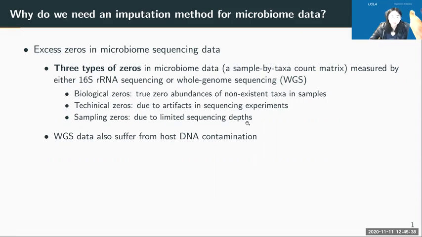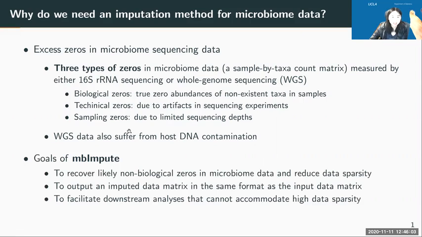limited sequencing depth. Especially for WGS data, there could also be zeros due to the contamination of host DNA that makes the bacteria species receive fewer reads than they should have. That effectively reduces the sequencing depth, which also results in sampling zeros for bacteria species. Because of those, the analysis of microbiome data becomes very challenging.